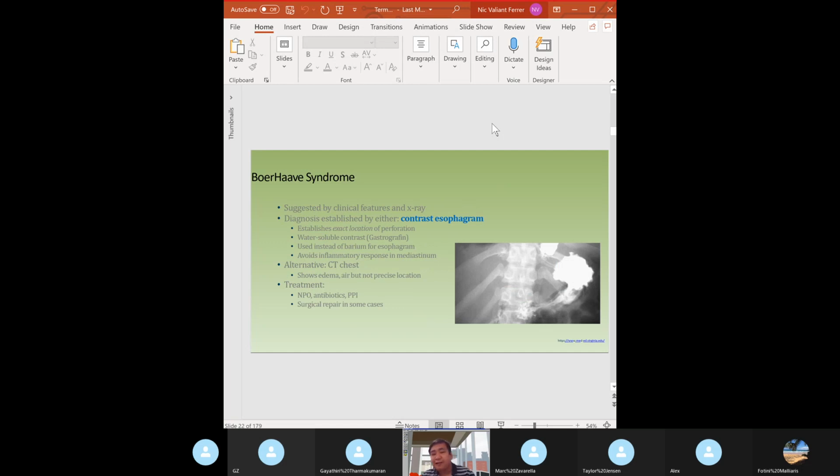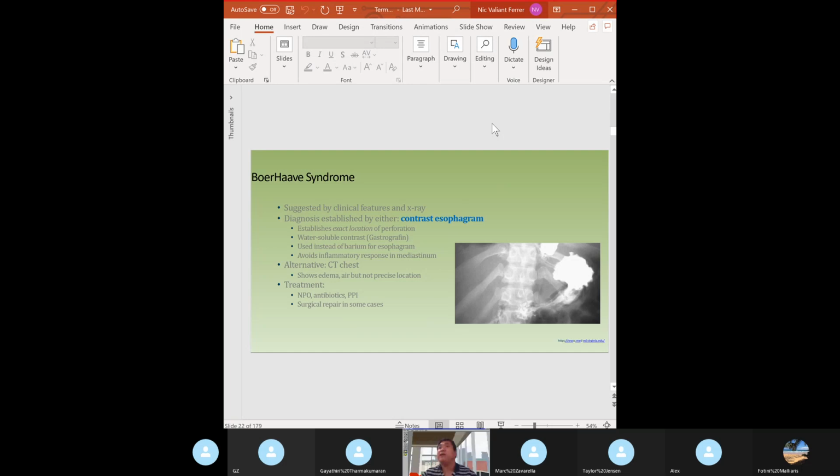So how do we diagnose Boerhaave syndrome? Contrast esophagram. It establishes the exact location of the perforation. So you give gastrografin. We don't want to use barium here, right? Why? Because it avoids an inflammatory response in the mediastinum. If we give them barium and it leaks, it induces an inflammatory response, and we don't want that in a patient.